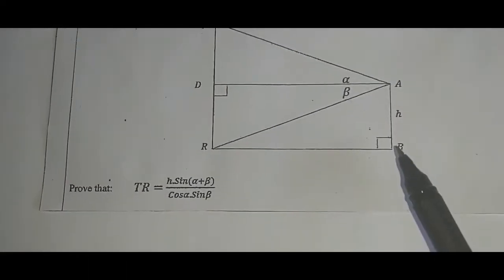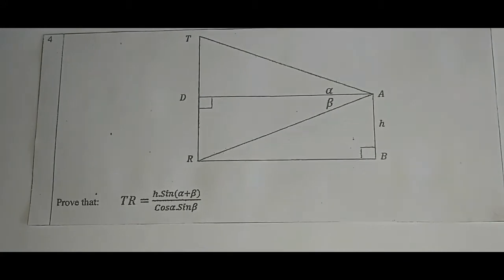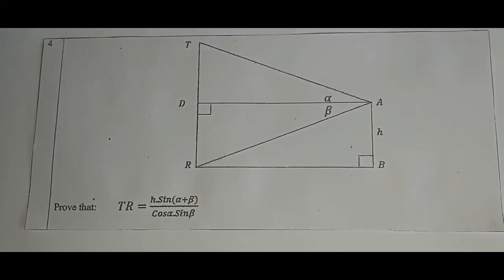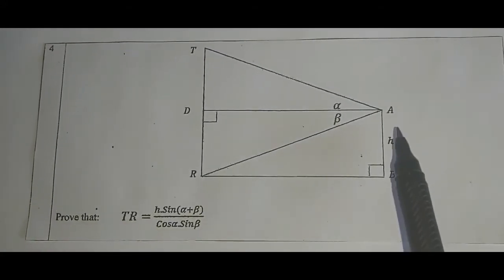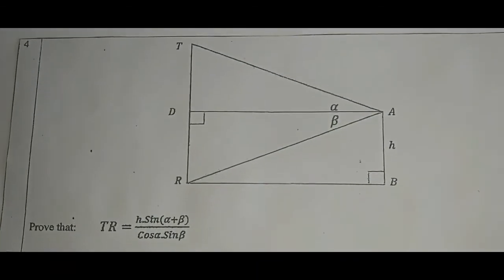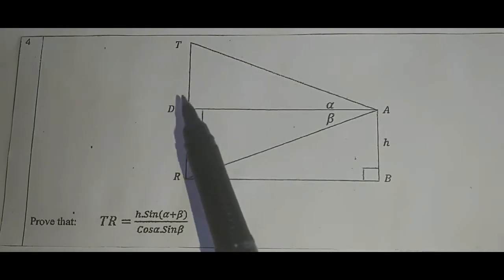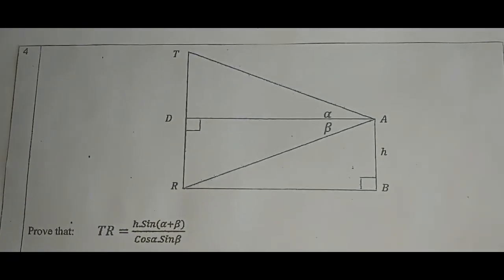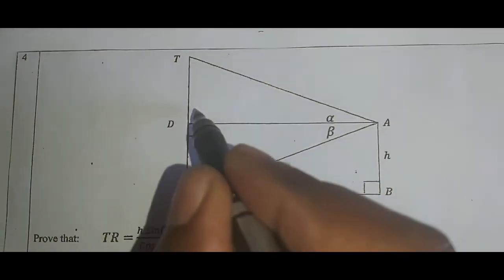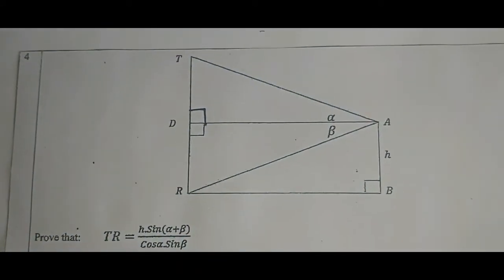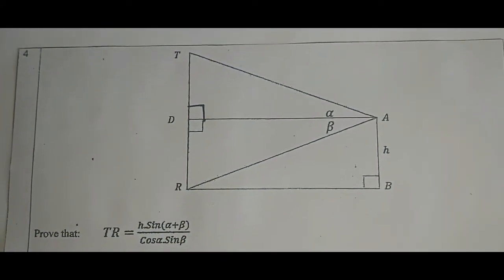Right. In this case here, we are given the points T, R, A, and B. Then we are given that AD there is perpendicular to TR. That's why it's 90 degrees, which means here it's also 90 degrees. We are already adding information to our diagram.